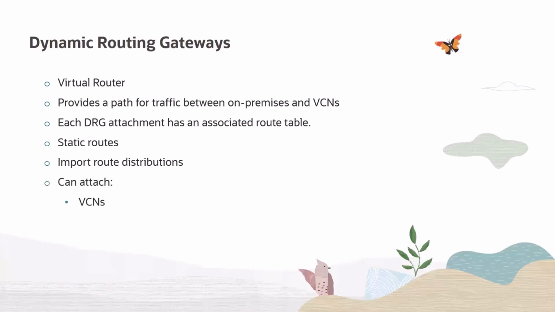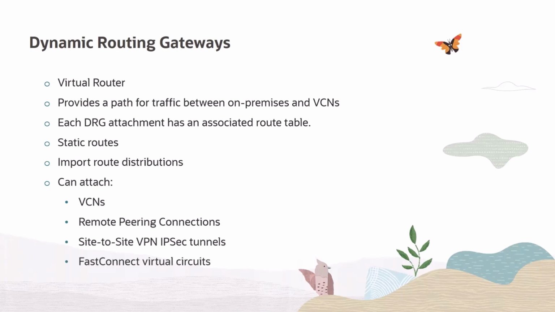And you can attach which type of resources to a dynamic routing gateway: VCNs or virtual cloud networks, remote peering connections, site-to-site VPN IPsec tunnels, fast connect virtual circuits. And apart from this, you can also have cross-tenancy attachments and loopback attachments.